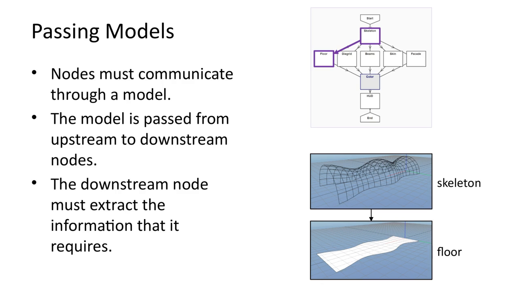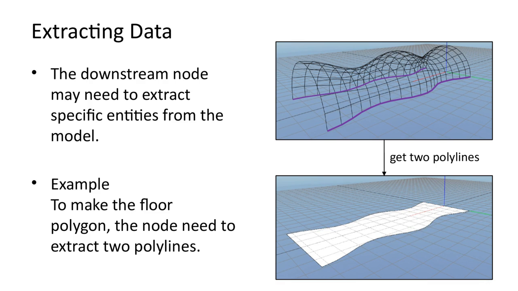In this example, we will focus on two nodes, the skeleton node and the floor node. The floor node receives the skeleton model and needs to generate the floor polygon. The skeleton consists of a series of arc polylines and stringer polylines. In order to generate the floor, the node needs to extract two polylines out of the skeleton. The floor polygon can then be generated from these two polylines.